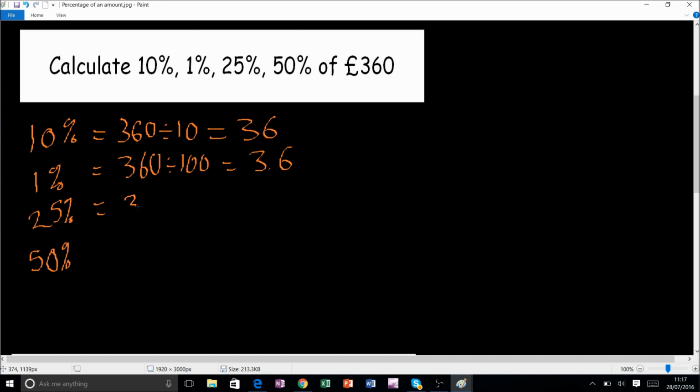25%, as I said before, you divide it by 4, and that will give you 90. 50%, you divide it by 2. 360 divided by 2 is equal to 180. Very simple. Key things to remember, guys. You have to remember those. So let's go down to our next example.